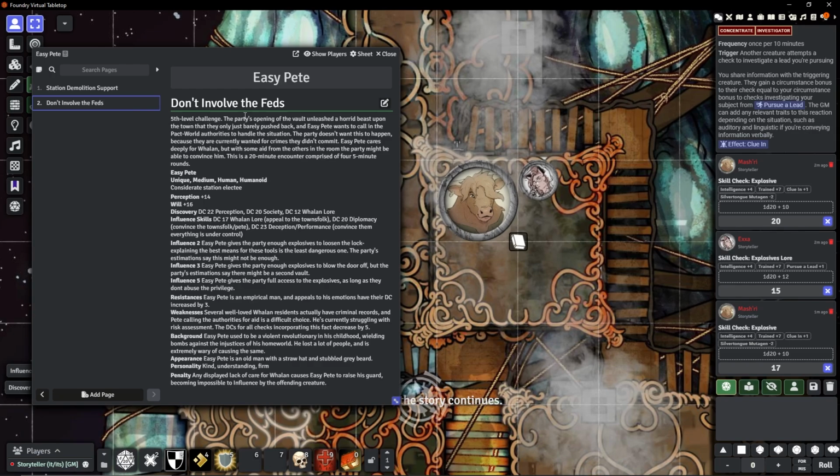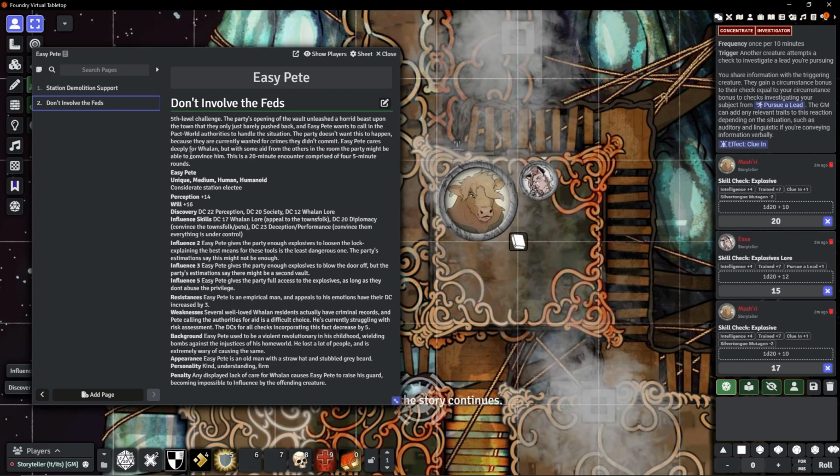5th level challenge. The party's opening of the vault unleashed a horrid beast upon the town that they only just barely pushed back, and Easy Pete wants to call in the Packed World authorities to handle the situation. The party doesn't want this to happen because they are currently wanted for crimes they didn't commit. This is part of their backstory. Exxa and Mashri are currently on the run.